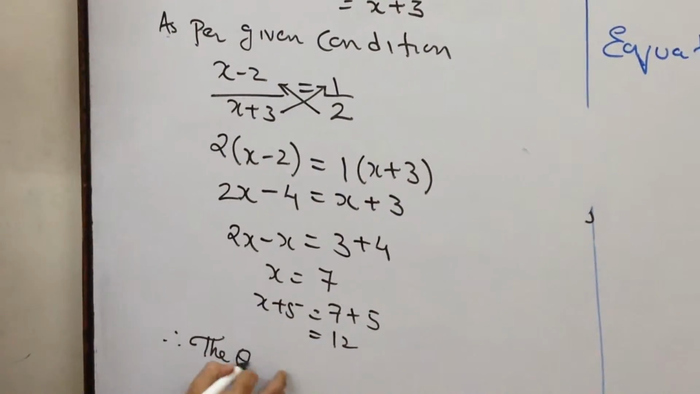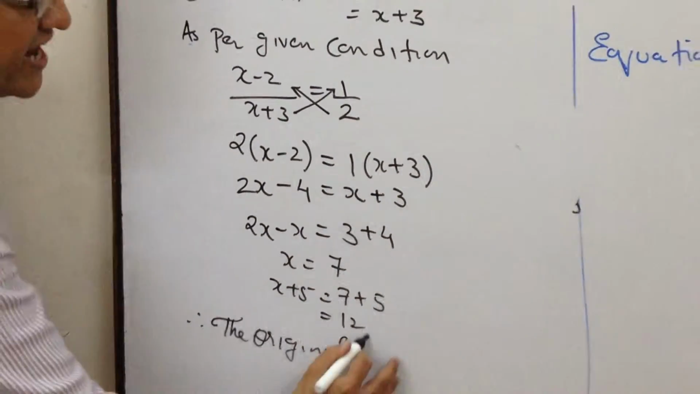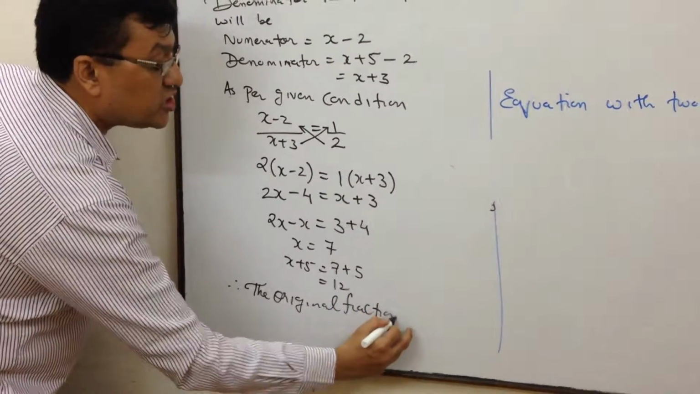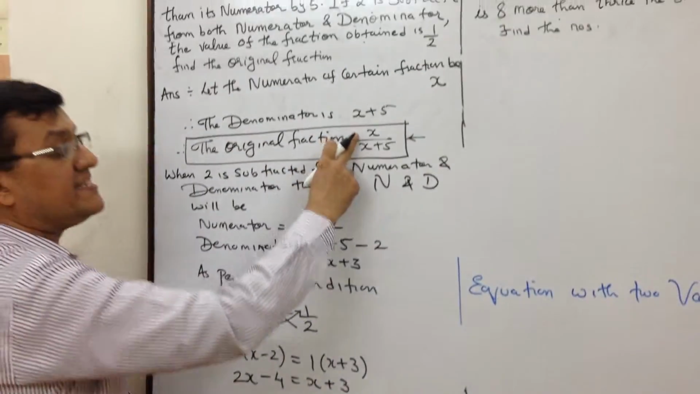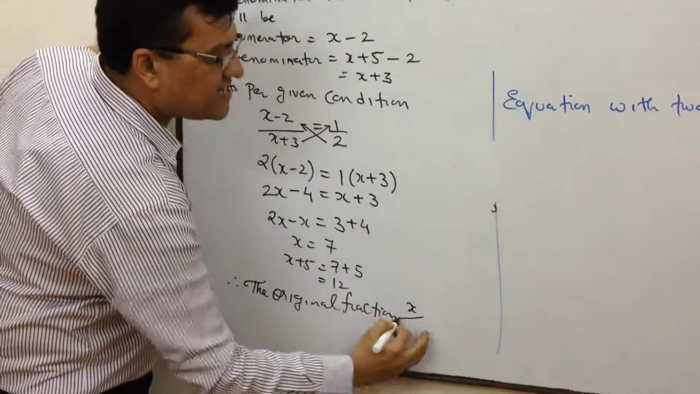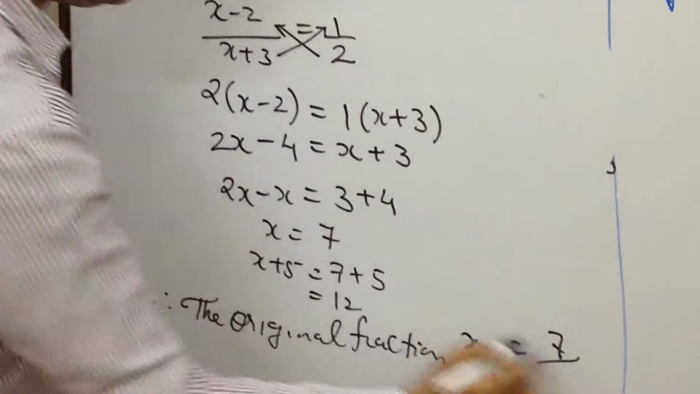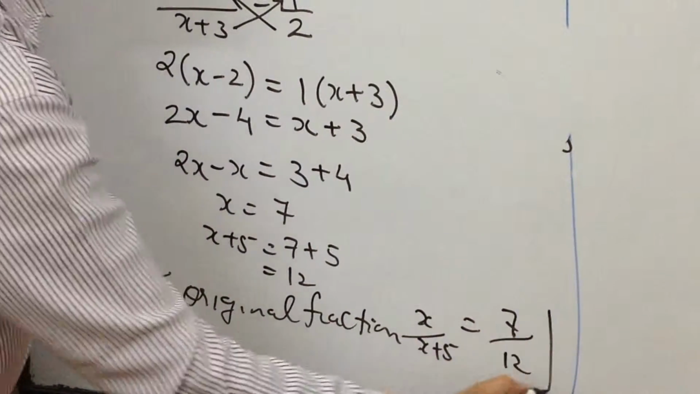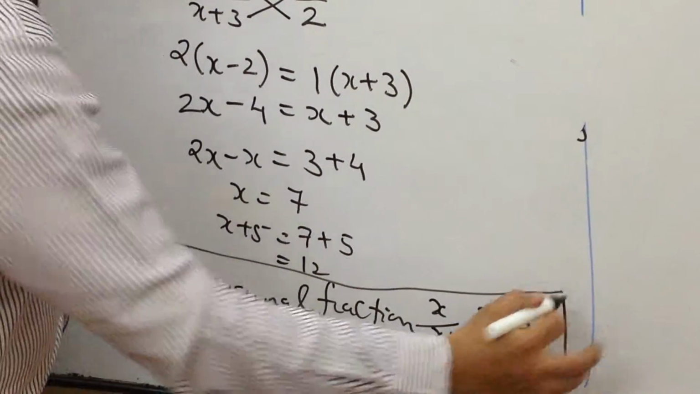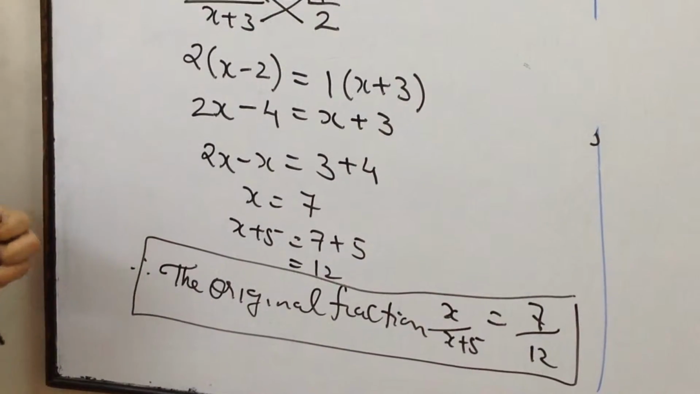So what is the original fraction? The original fraction, as I stated earlier, should be the third line, and the third line is x upon x plus 5. So what is the value of x we got? 7. And what is the value of x plus 5 we got? 12. So the original fraction is 7 by 12.